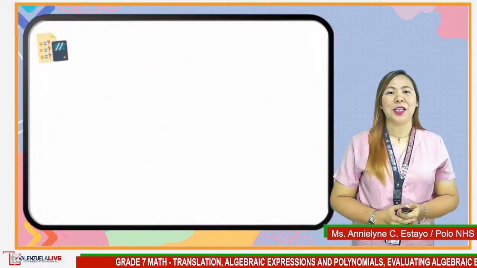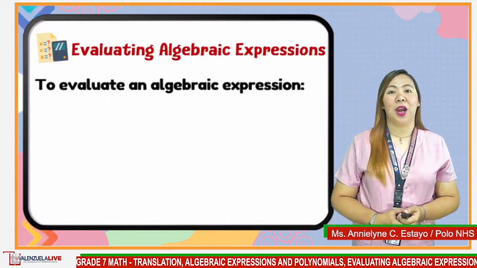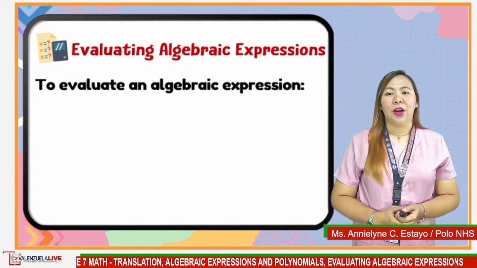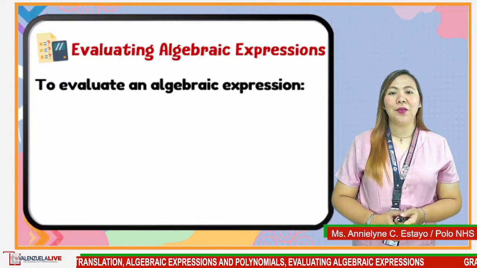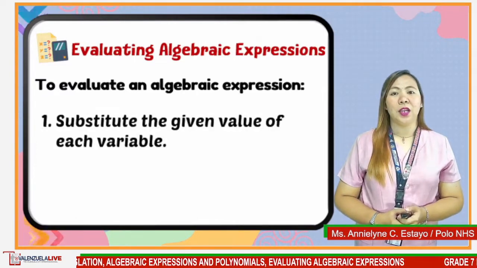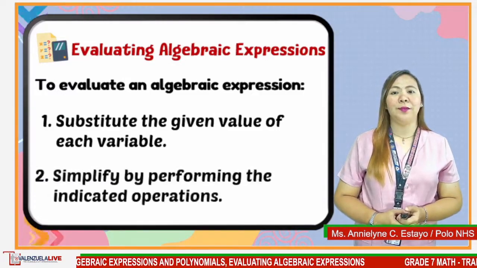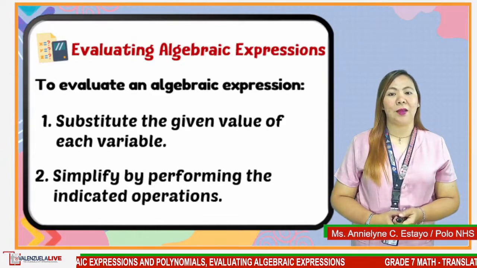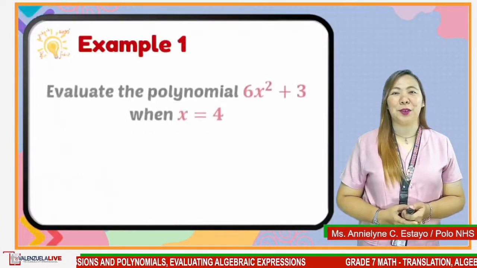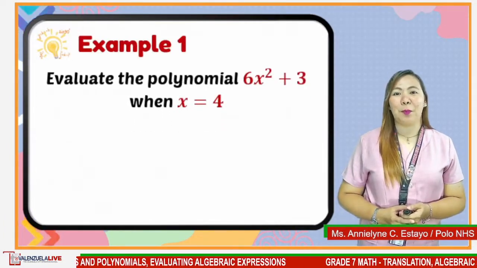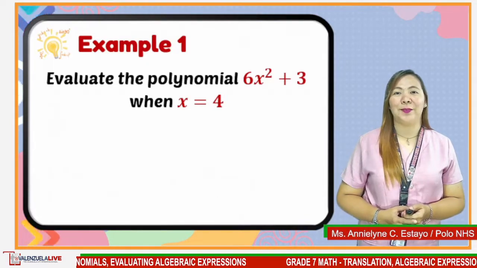Let us now proceed to our next lesson, which is evaluating algebraic expressions. There are steps that we need to consider in evaluating. To evaluate an algebraic expression, first is substitute the given value of each variable, then simplify by performing the indicated operations. For example, number 1, evaluate the polynomial 6x squared plus 3 when x is equal to 4.